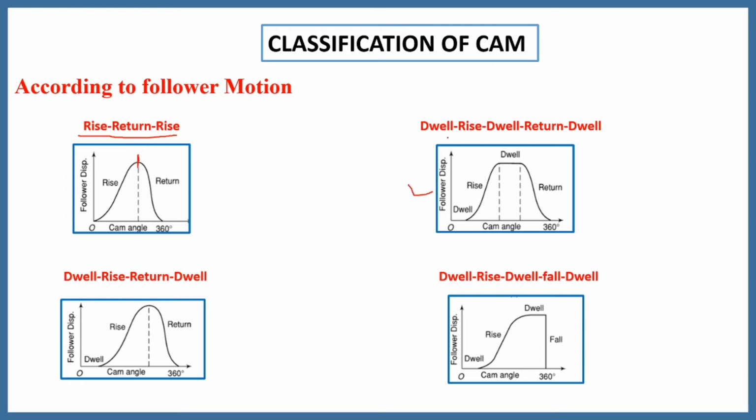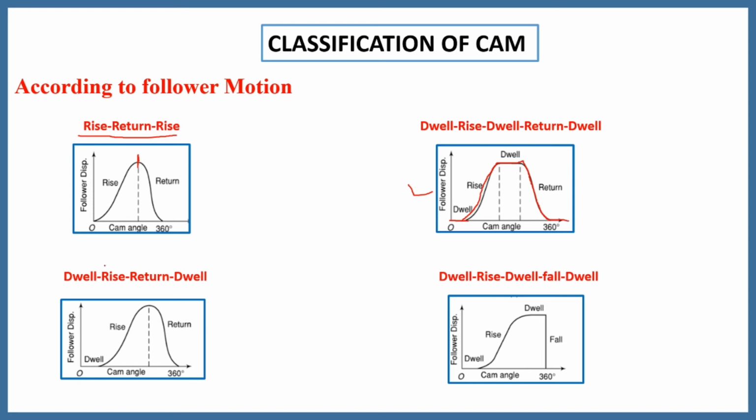Now the second is the dwell. Initially there is no movement of the follower, then rise, where you will find the follower moves in the upward direction. Again dwell, that means there is no movement of the follower, then it moves to the downward position, there is no return movement of the follower, and again there is a dwell.